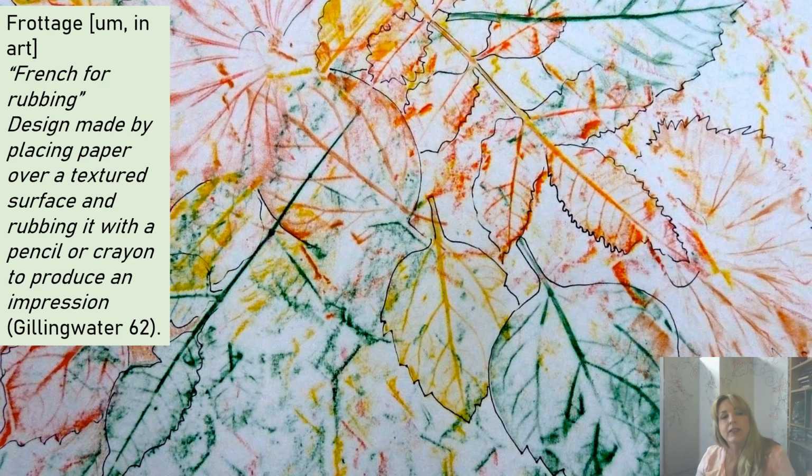Frottage in art is French for rubbing. The design was made by placing paper over a textured surface and rubbing it with a pencil or crayon to produce an impression. Most of us, at some point in some art class, collected leaves, laid them on a table, put a piece of paper over them, and scrubbed with crayons over and over. Then you lift it up and you have the imprint of the leaf. They really make some interesting designs. Here they've done that, and then taken a pen and lightly gone over it and accentuated just parts of it. So, hey, you have a lot of time right now. This is something you could be doing at home.